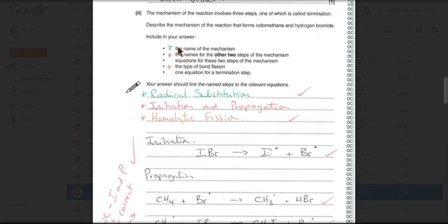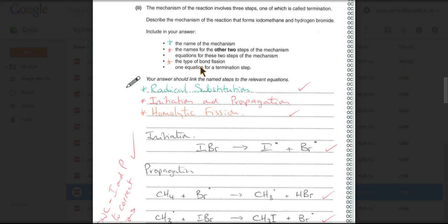So I'm just going to knock these off straight away. The name of the mechanism is radical substitution. The names of the other steps, well, they are initiation and propagation. And we'll talk about the mechanism for those in a second. And the type of bond fission that occurs is homolytic fission. And then the other two things, the two bullet points, will come out in the rest of the answer.